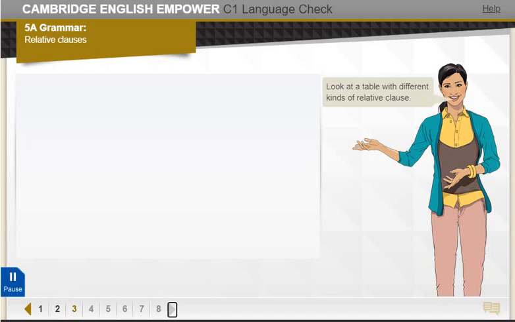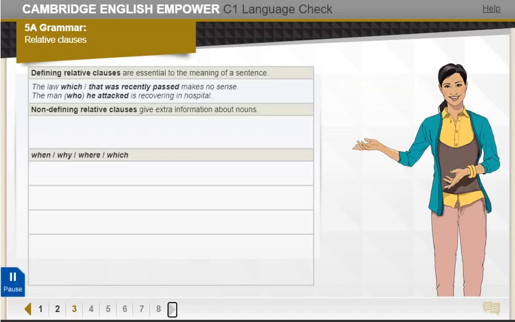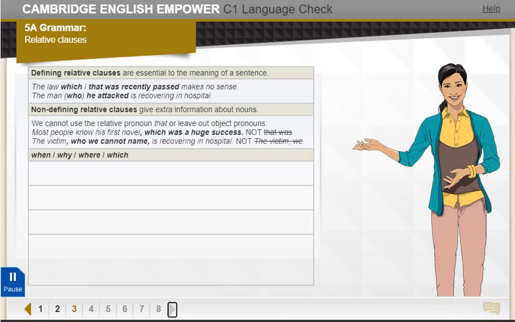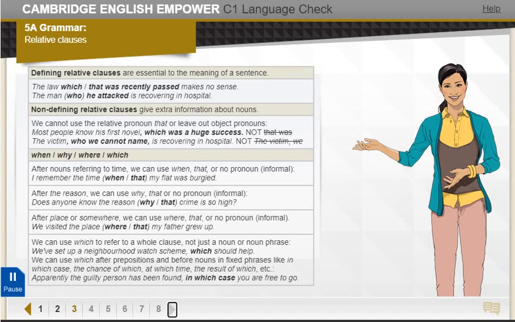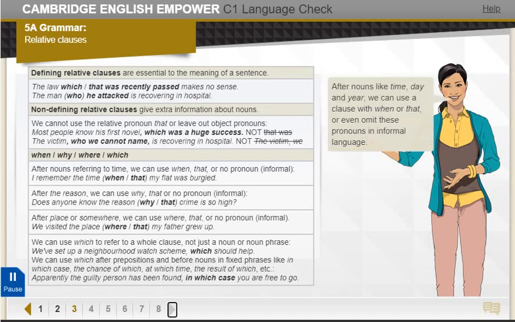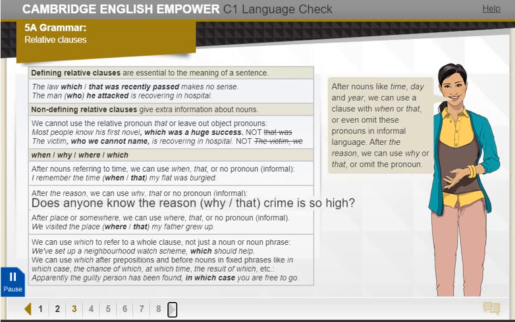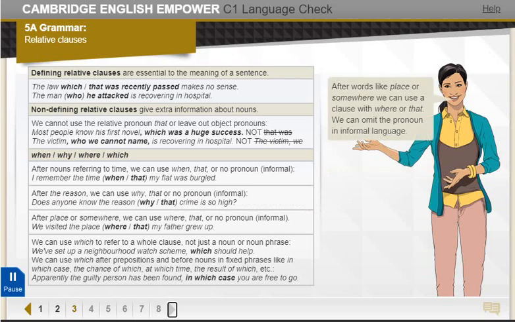Look at a table with different kinds of relative clause. After nouns like time, day, and year, we can use a clause with when or that, or even omit these pronouns in informal language. After the reason, we can use why or that, or omit the pronoun. After words like place or somewhere, we can use a clause with where or that. We can omit the pronoun in informal language.